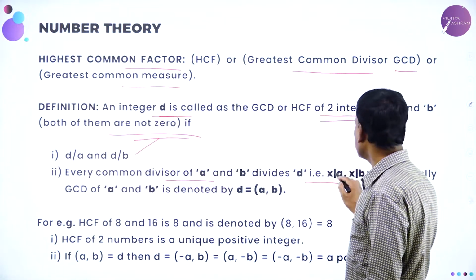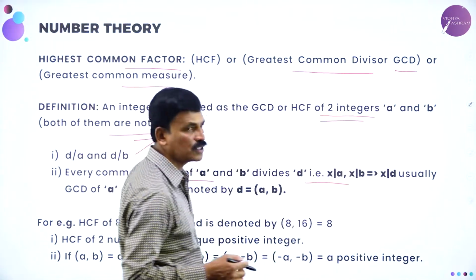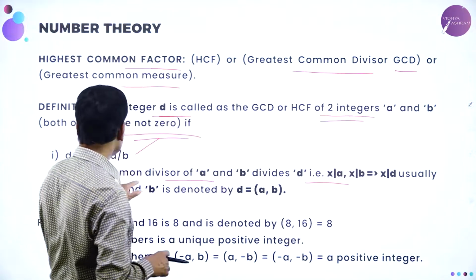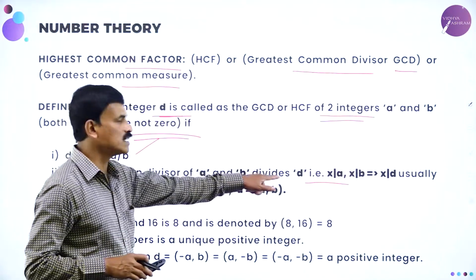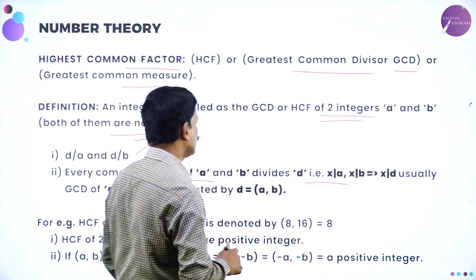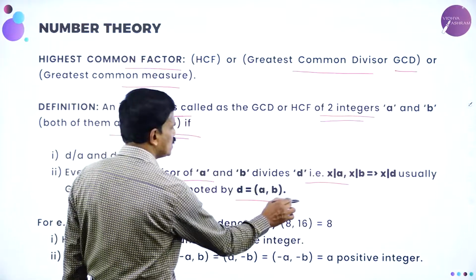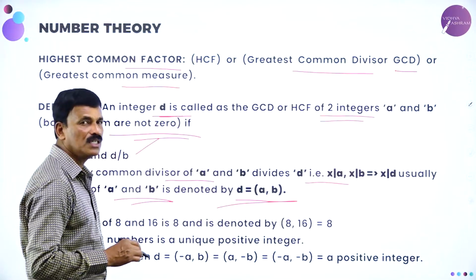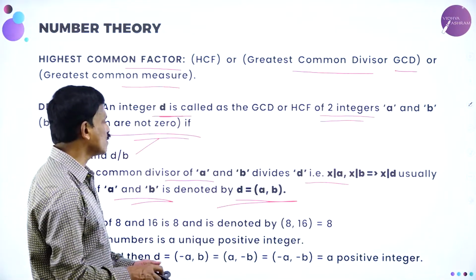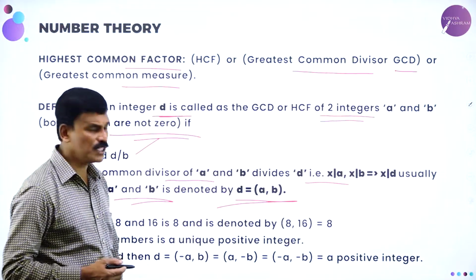That is, if X is a common divisor, X divides A and X divides B implies X also divides D. That is, every common divisor of A and B divides D. So usually the greatest common divisor of A and B is denoted by GCD, and the highest common factor of A and B is equal to D.